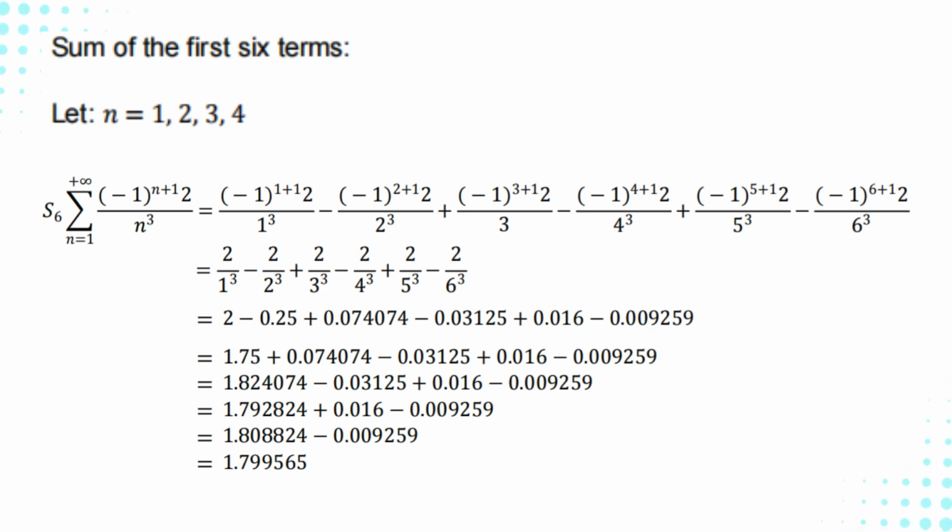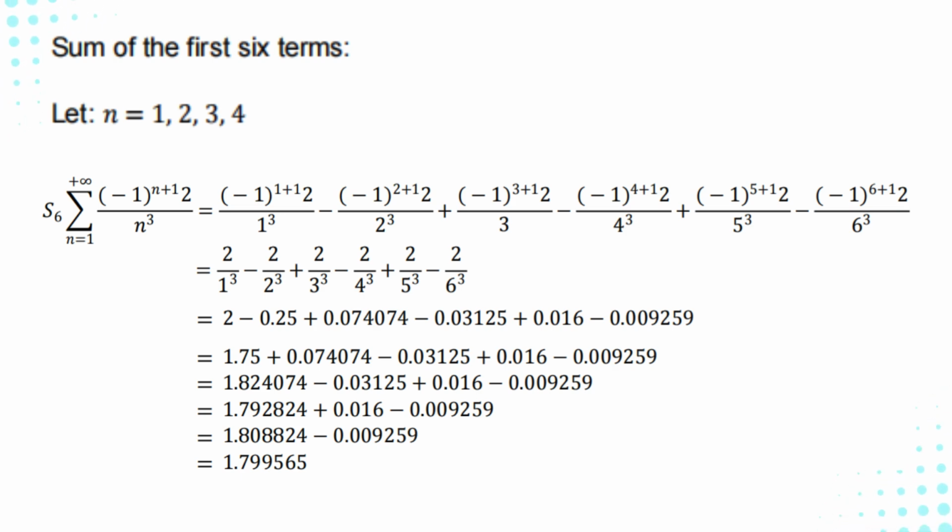Simplifying fractions into decimals, we have 2 minus 0.25 plus 0.074074 minus 0.03125 plus 0.016 minus 0.009259. 2 minus 0.25 is equal to 1.75. Plus 0.074074 is equal to 1.824074. Then minus 0.03125 plus 0.016 minus 0.009259.